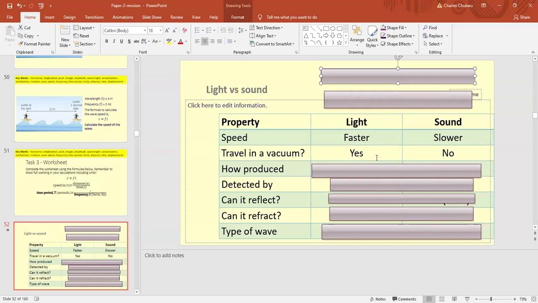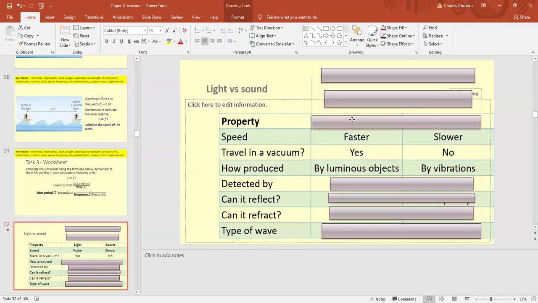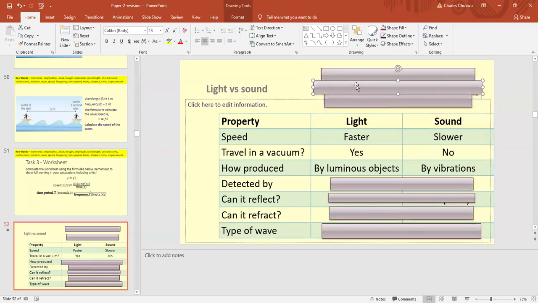But guess what? If you remove all the air from a bottle and you have a bell ringing inside, I think that's one of those experiments, you will not hear that bell because you took out all the air from it. That's a vacuum. So light doesn't need air to travel as a medium, but sound does, because the sound usually vibrates the air particles. How is light produced?